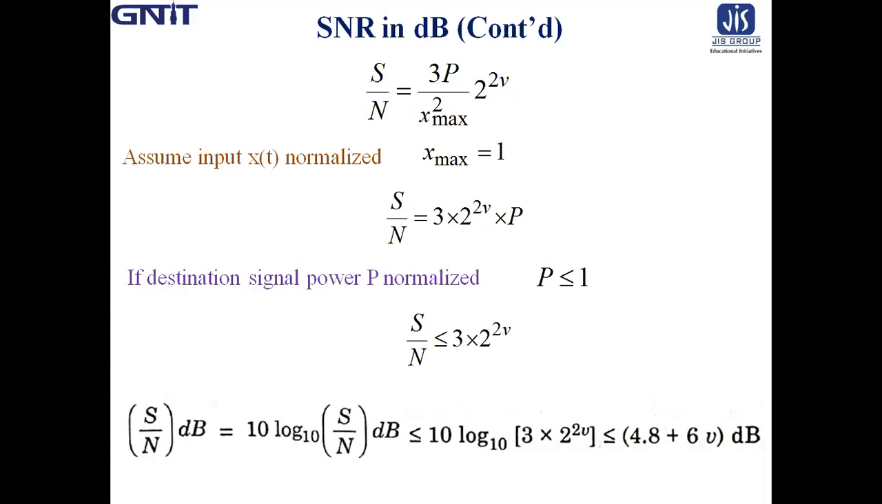Now SNR calculation in dB. SNR in dB is 10 log 10 SNR, which is less than or equal to 10 log 10 into SNR. SNR means 3 into 2 to the power 2v, which is actually 4.8 plus 6v in dB. So again, this expression is very much important.